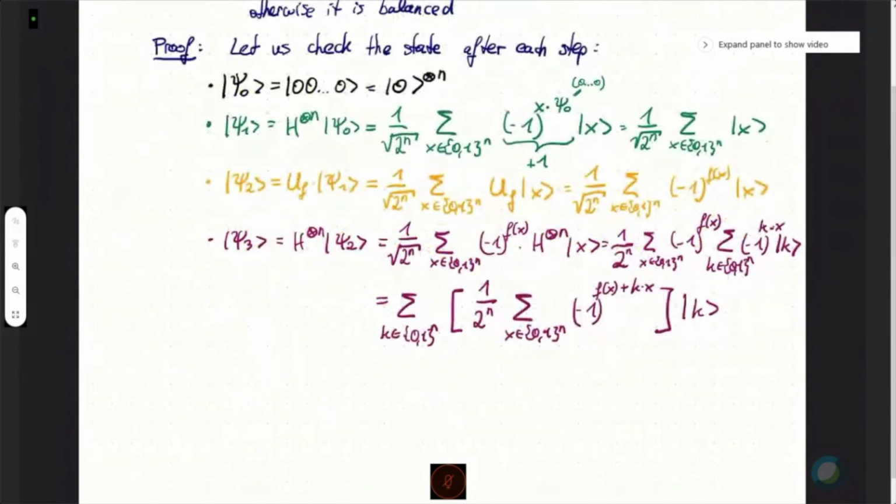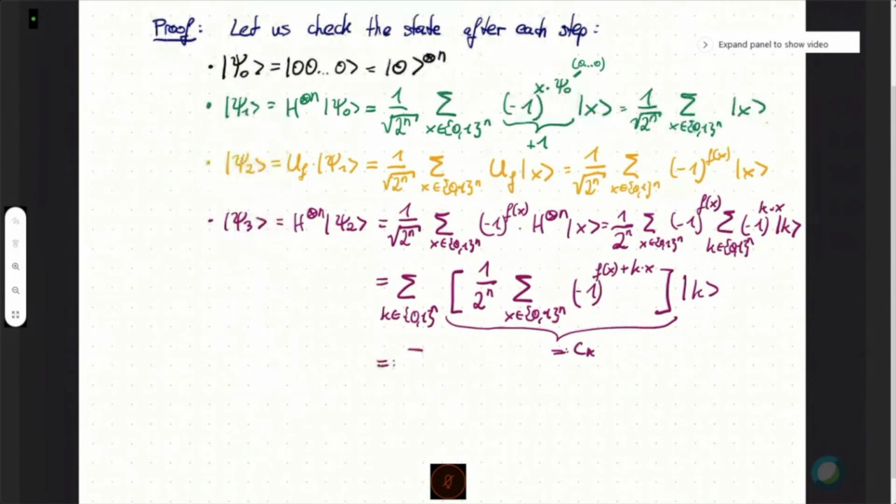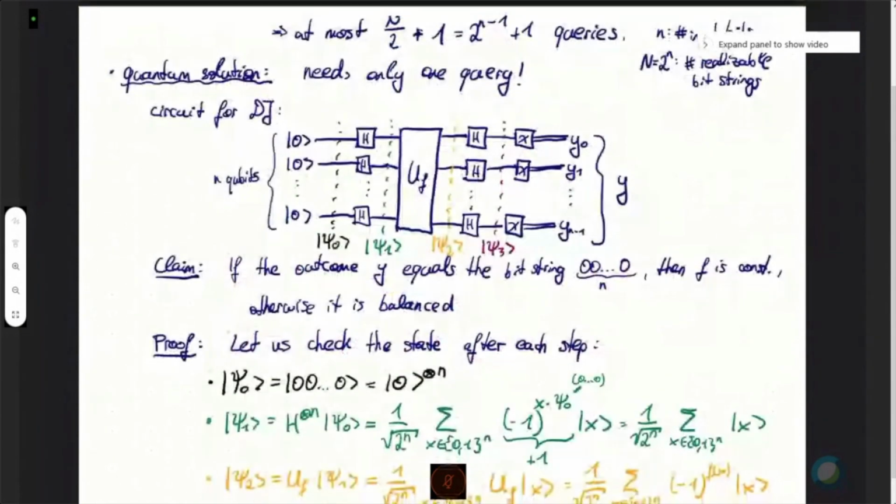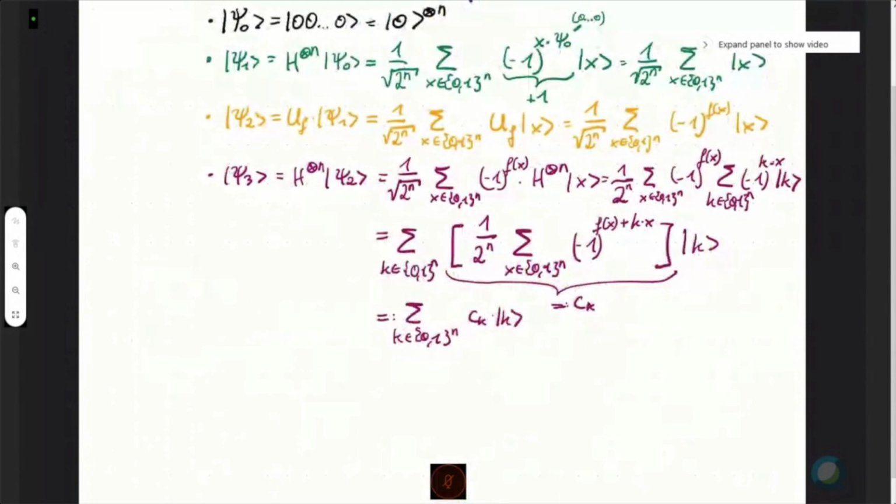And this part here I now define to be just a variable ck. So in a shorter version, I can write it as the sum over all k, ck times k. The ck we have defined by that, but we will use this again to calculate. So our final state, psi3, just before the measurement, is given by this formula. It's a sum over all possible states k with different prefactors ck.